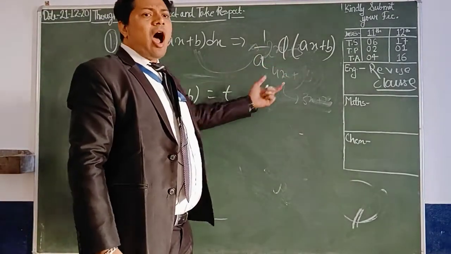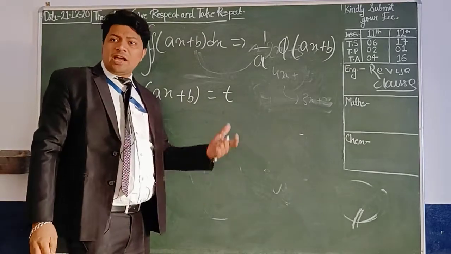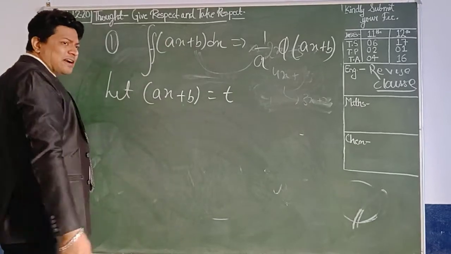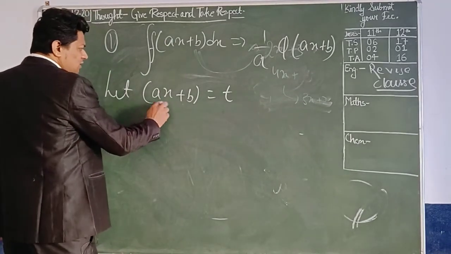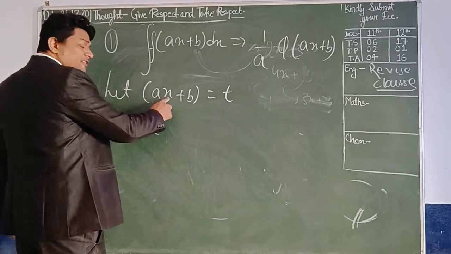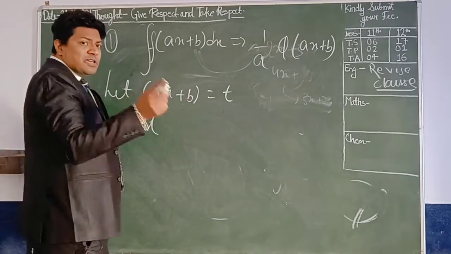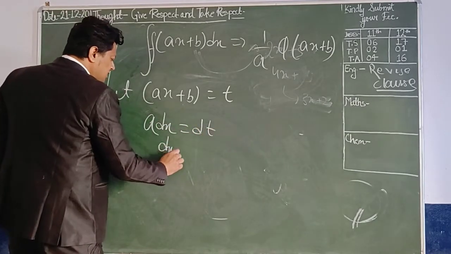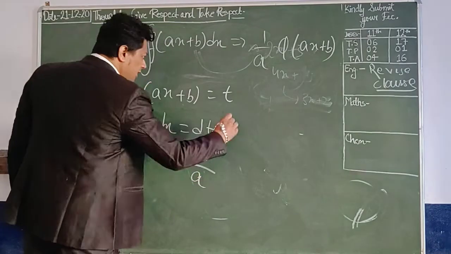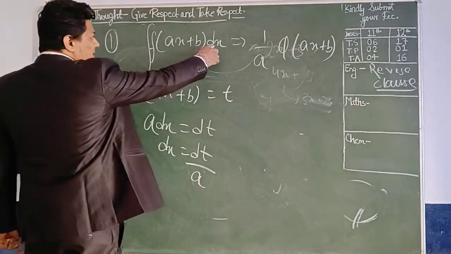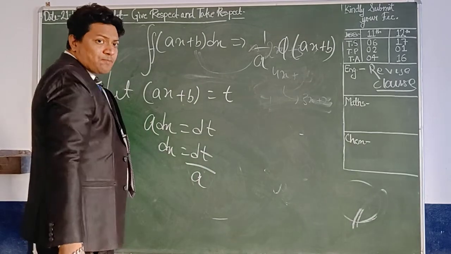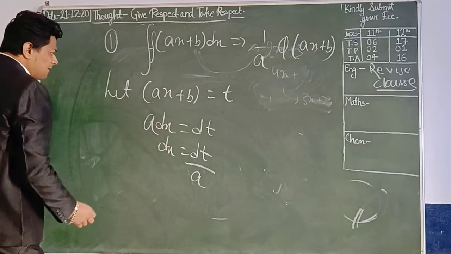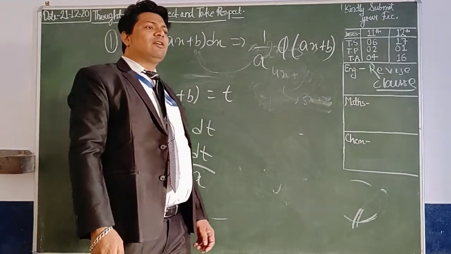How this formula is coming, I am telling you. Ax plus b equal to t. Now differentiating with respect to x, you will get a, because the differentiation of x is 1 and the differentiation of b is 0 since it is a constant. So a dx equals dt, and dx equals dt upon a. Now in place of dx we have to put dt upon a. So what you are getting is that here you have ax plus b equal to t.